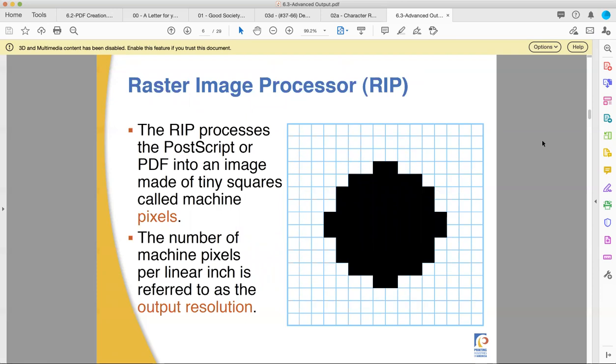So the raster image processor, the RIP. The RIP takes PostScript or PDF and turns it into a pixel-based raster image. Raster is another word for a pixel image. The number of pixels the machine can do, the number of machine pixels per linear inch, is called the output resolution. Now, a machine pixel is different than an image pixel you have in Photoshop. We'll get to that in a minute, but just know that it's not the same thing. When you hear pixel, yes, it's the same idea, but machine pixels are a little bit different than the ones you'd normally be used to using in other pixel-based image editing software.